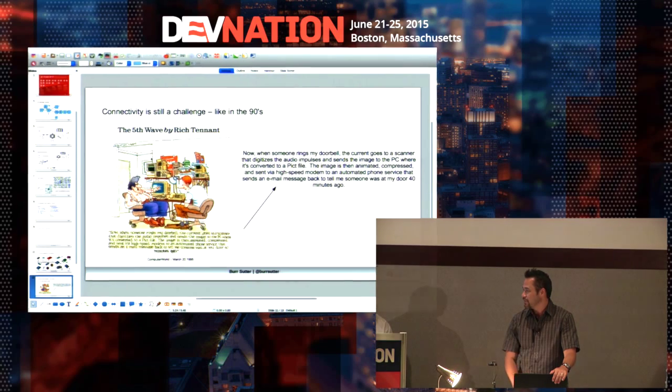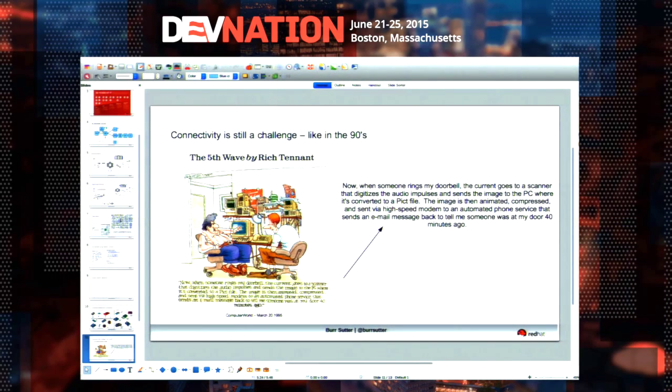This is a great little thing I'll leave you with, because we're basically out of time. But I want to say connectivity is still a challenge, just like the 90s, banding lines, netware. I found this from March 20th, 1995, Rich Tennant in Computer World, when we used to read Computer World. Remember that? Yeah, we don't read them that much anymore.